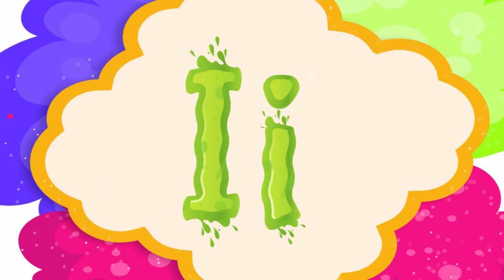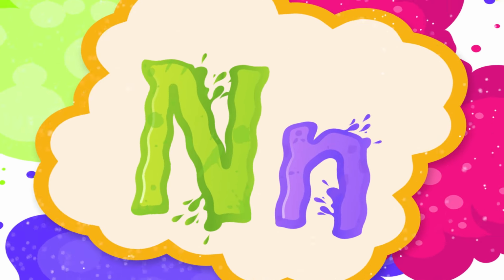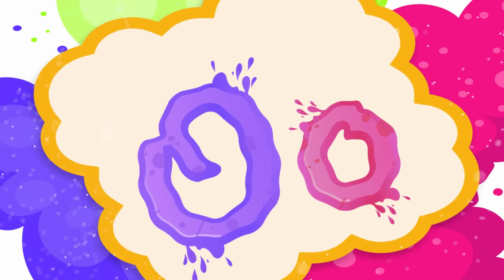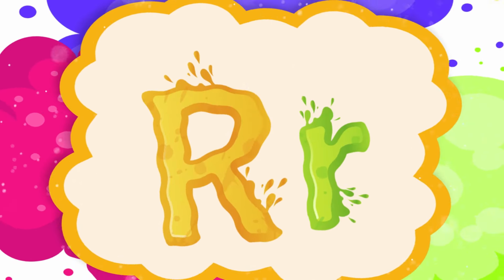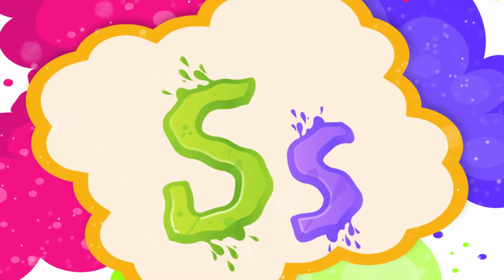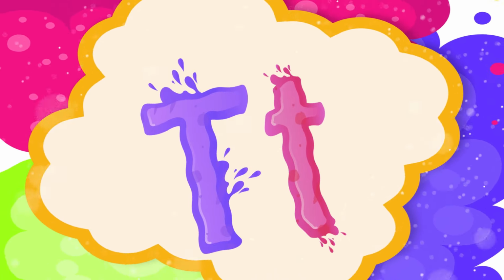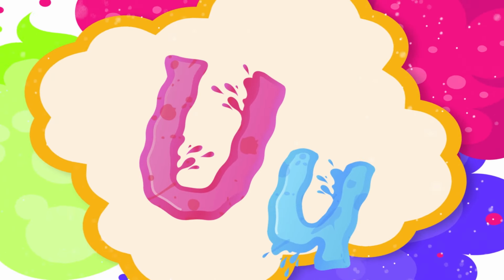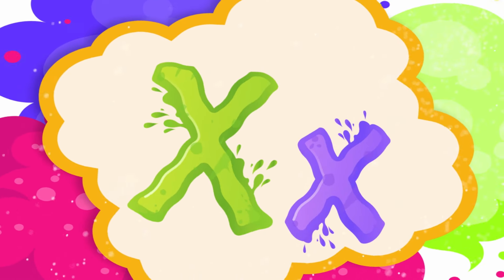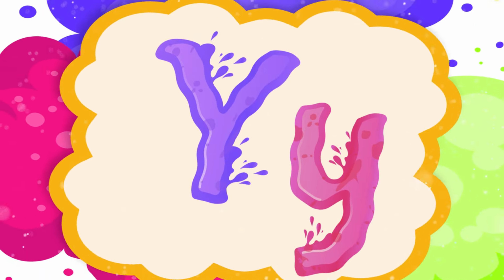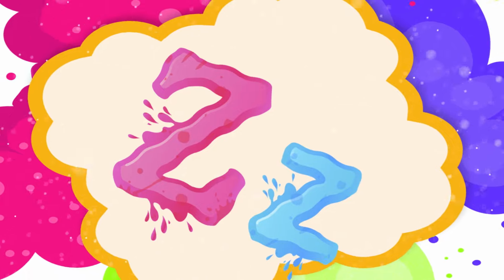M for monkey. N for nest. O for orange. P for pineapple. Q for queen. R for radish. S for strawberry. T for tiger. U for umbrella. V for vegetable. W for watermelon. X for xylophone. Y for yak. Z for zebra.